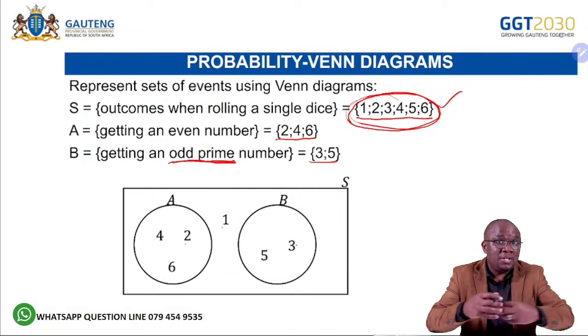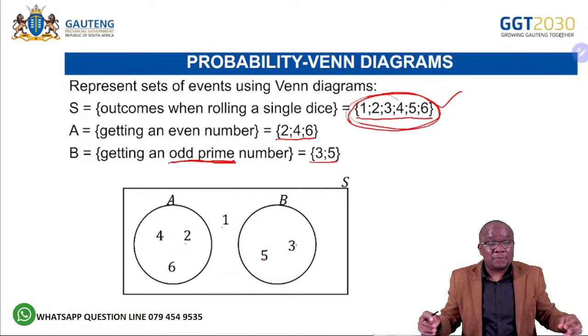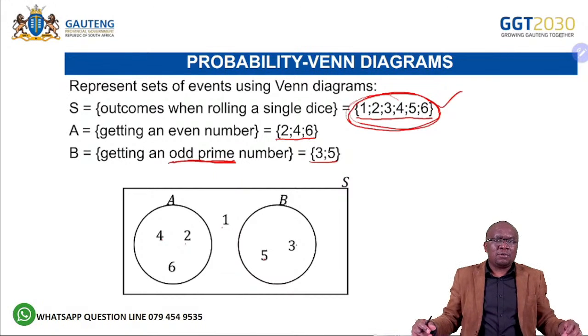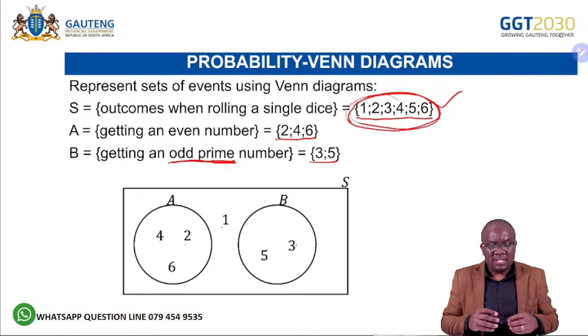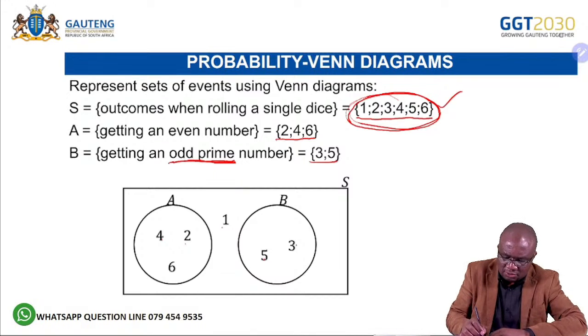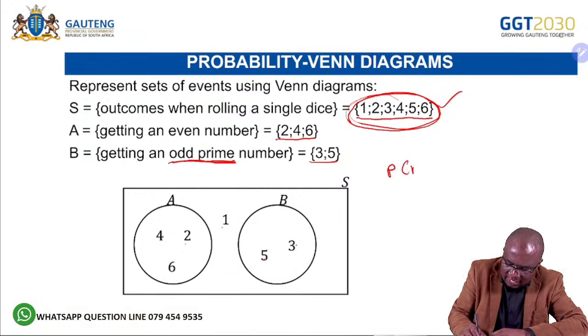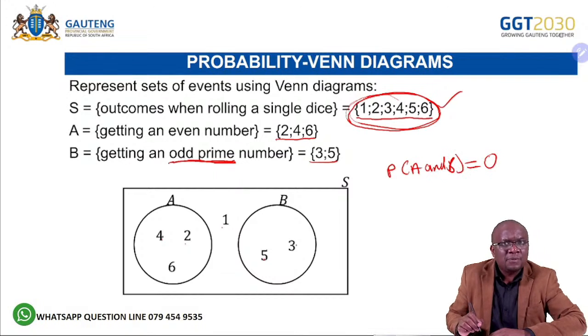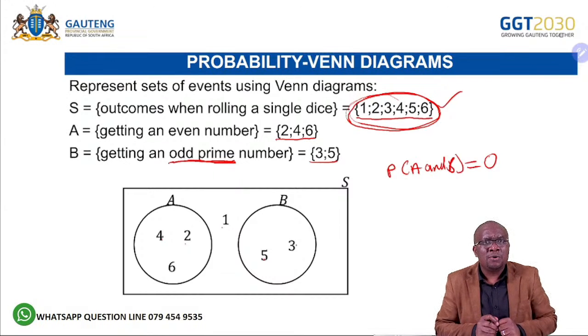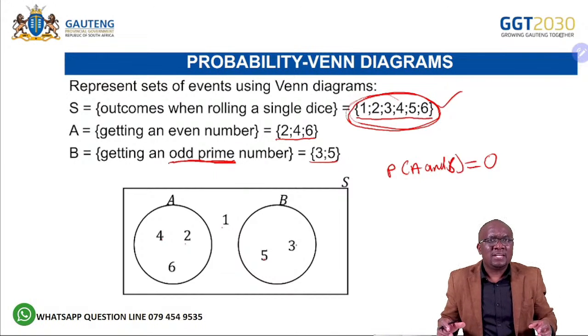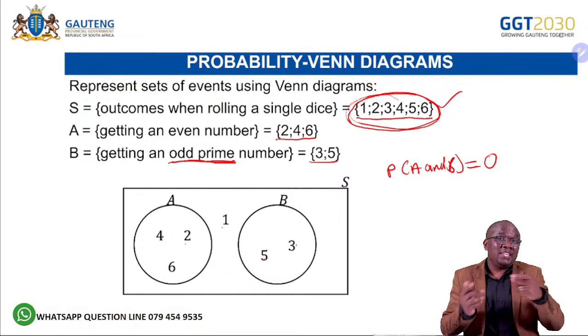What type of events are these ones? We say they are disjoint sets. They have a special name that we're going to talk about. They are called mutually exclusive events. Just write that, mutually exclusive events. For mutually exclusive events, the probability of A and B is equal to 0, where they don't have anything in common. There's no common outcome between event A and event B. They are called mutually exclusive events, which is the opposite of inclusive events.